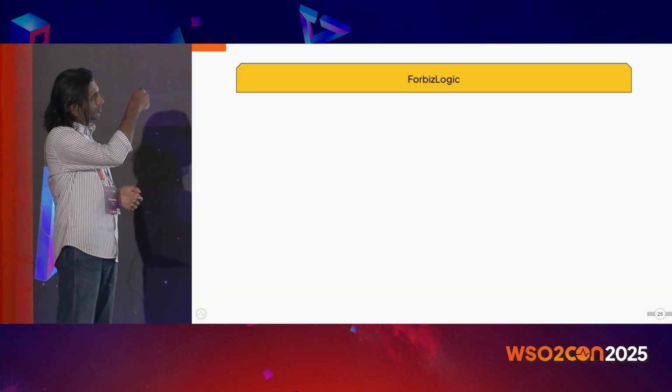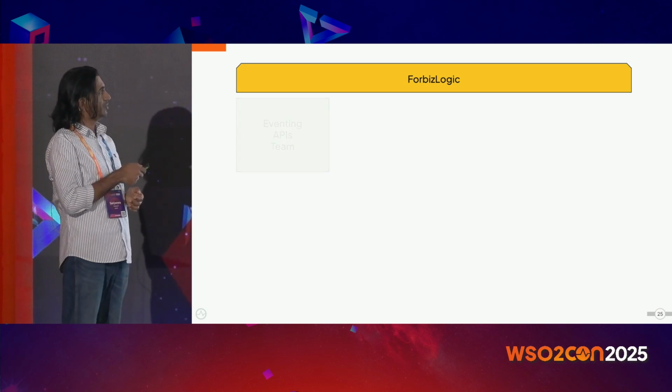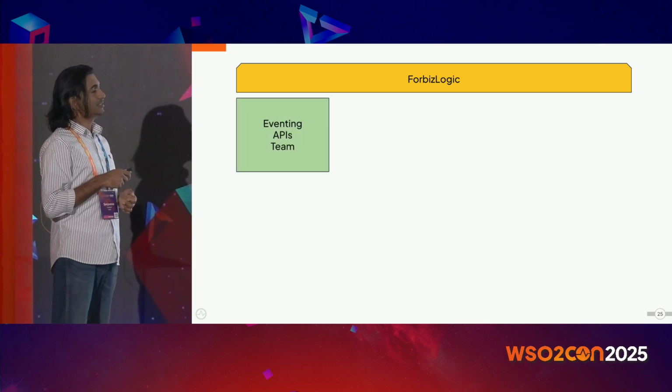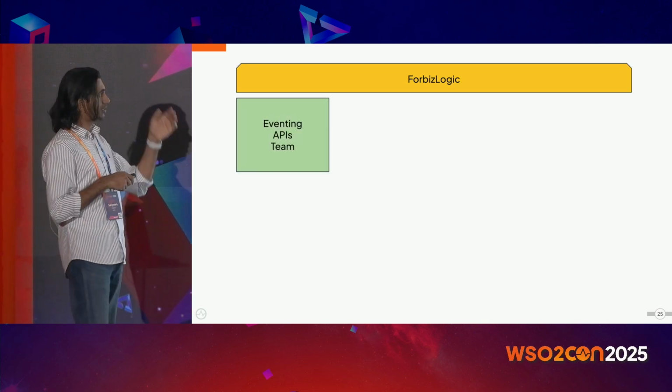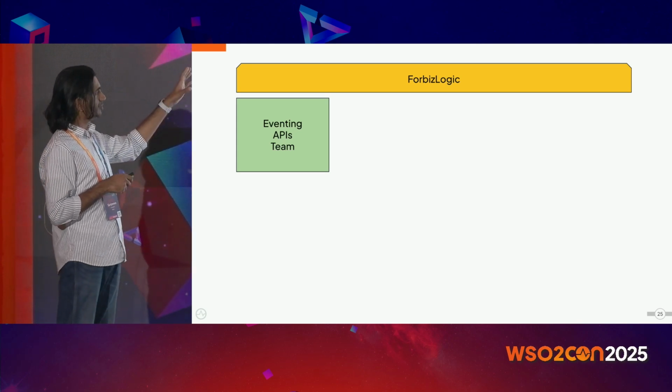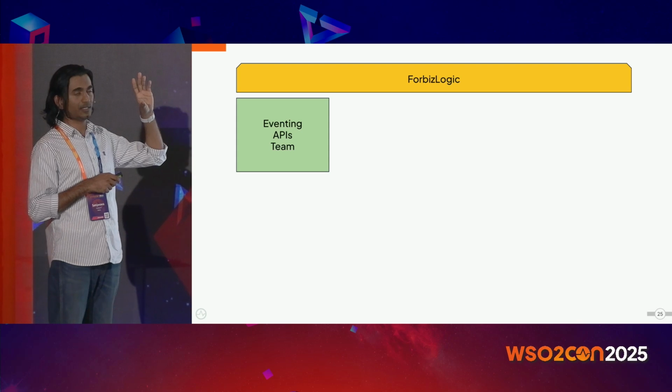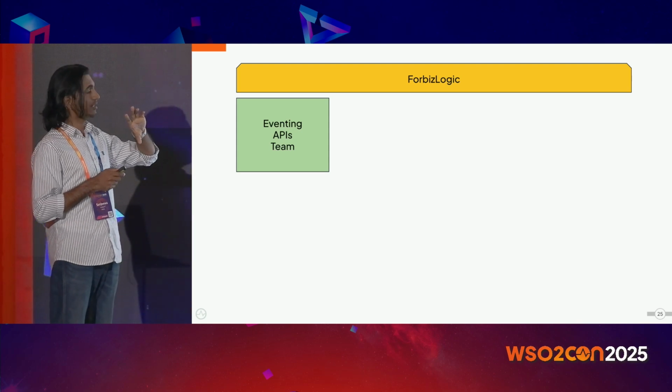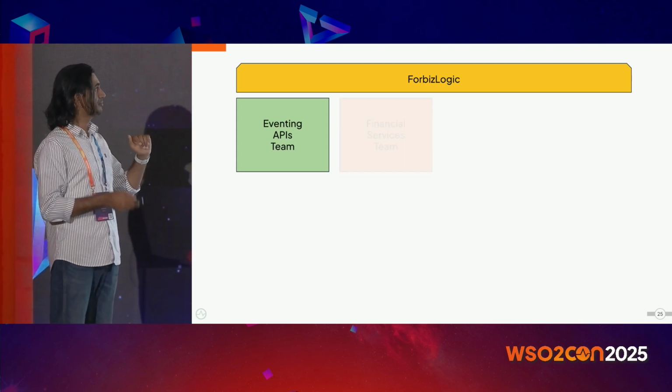Then we have this top-level business unit. Under that, there are different teams. Team 1 is the eventing API team. The main responsibility of this team is to produce and enable API consumption for eventing APIs.